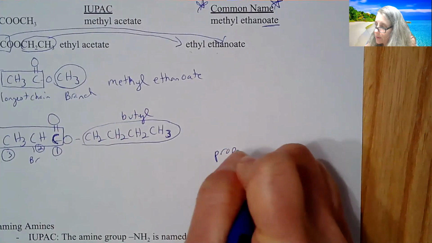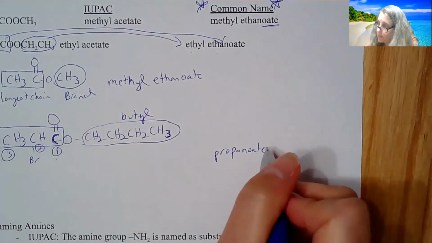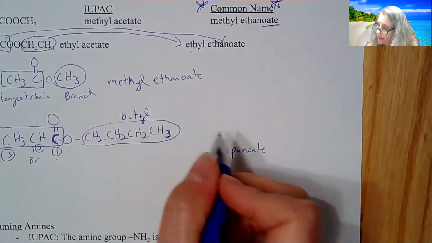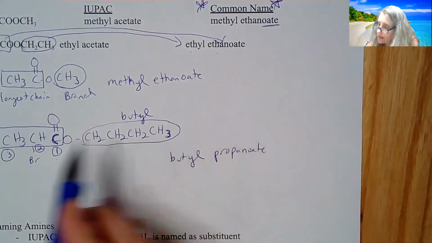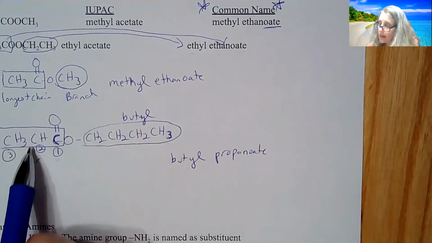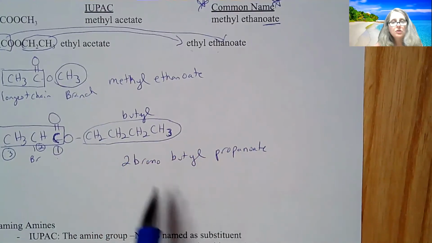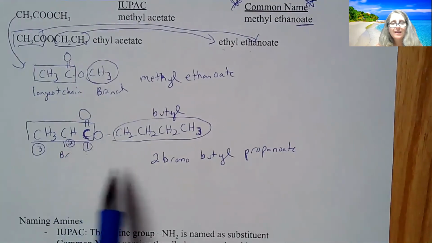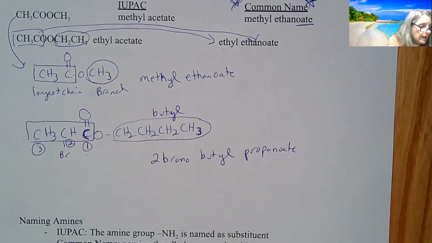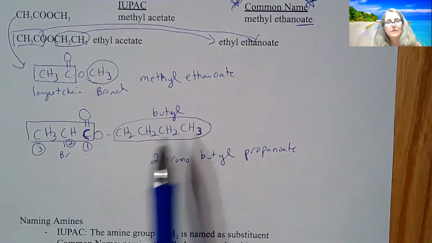So this is going to end in propanoate. And then I use the butyl here to say, here is my butyl group. And then I want to say where that bromo is. So I do a 2-bromo in front. Okay, so 2-bromobutyl propanoate is the name there. So again, this is probably the most tricky out of all of them that we have for the functional groups. So again, this must always be the longest chain, and this must always be your branch.